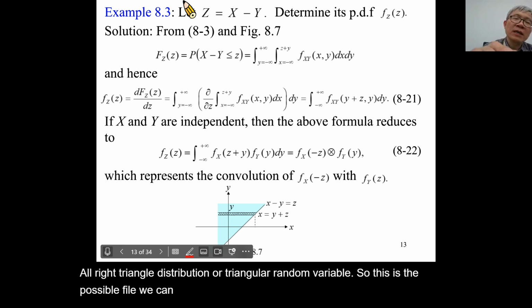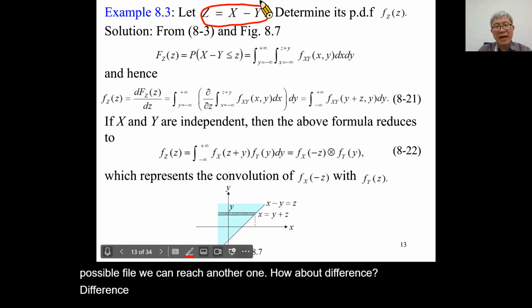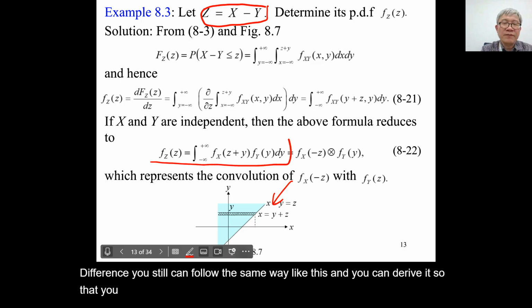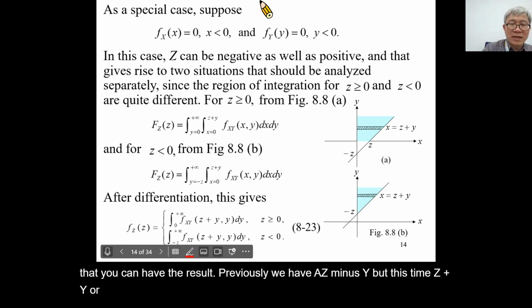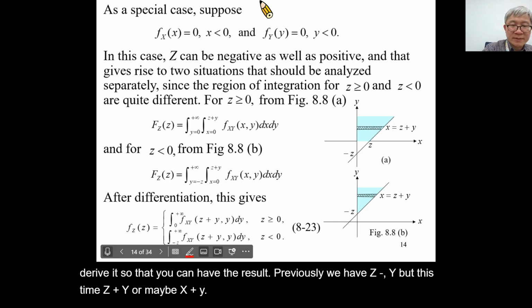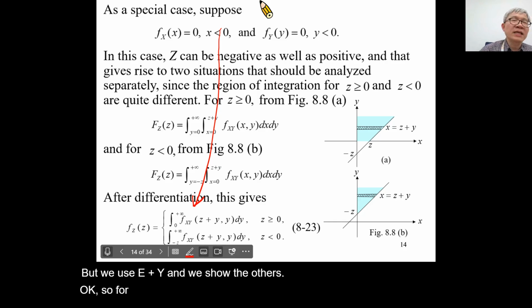And next one, how about difference? Difference actually, you still can follow the same way like this. And you can derive it so that you can have the result. Previously we have z minus y, but this time z plus y, or maybe x plus y. But we use z plus y and we show the others. Okay, so for this, if we want to know, the formula can be derived easily.